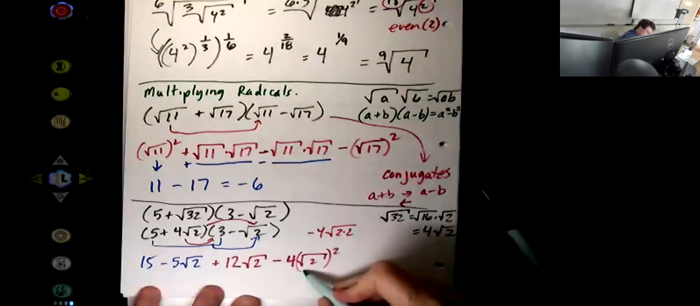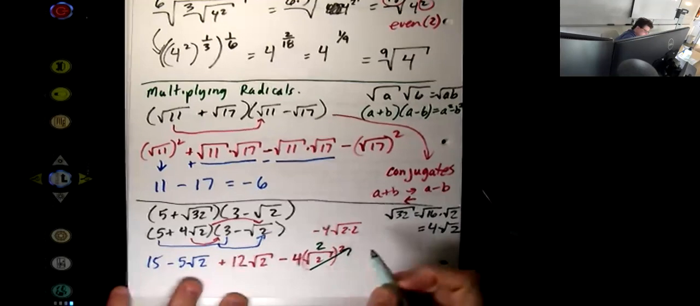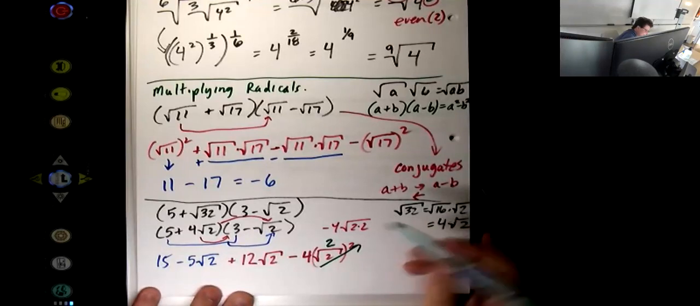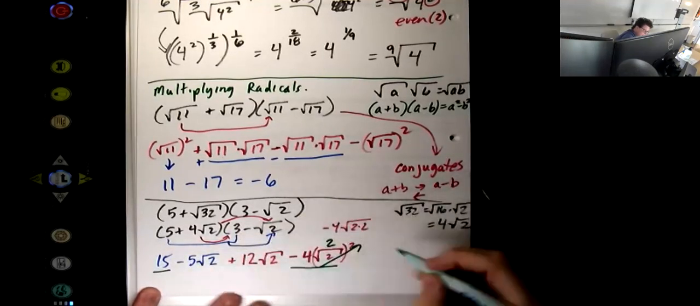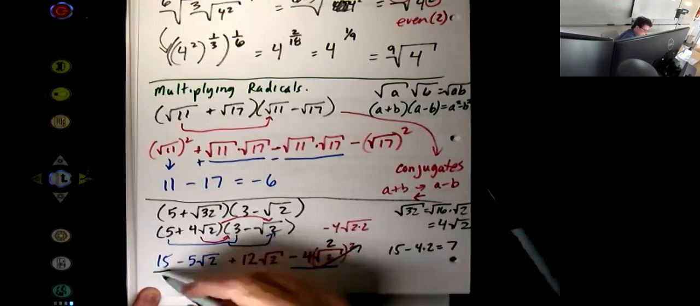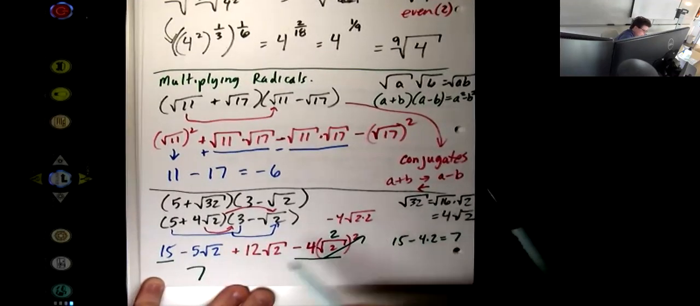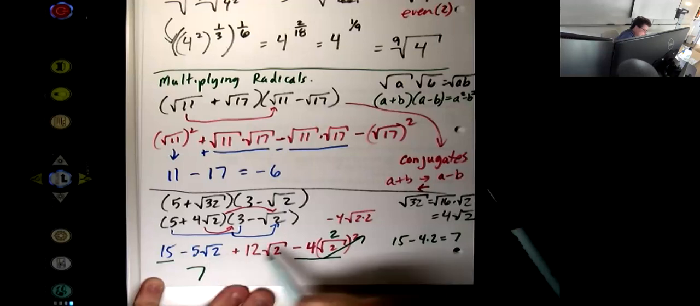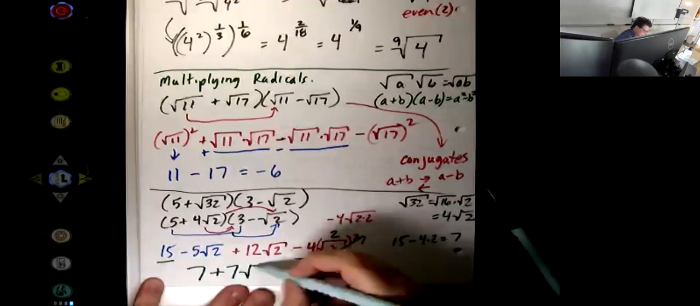This part is just a 2. So for the numbers that don't have radicals left, I've got a 15 and I've got minus 4 times 2. 15 minus 4 times 2 is 15 minus 8, which is 7. And these have the same radicand, so I can combine them. Negative 5 plus 12 is plus 7 square root 2.